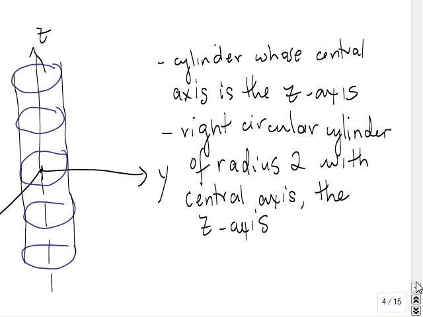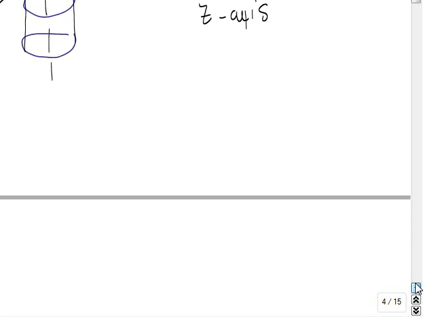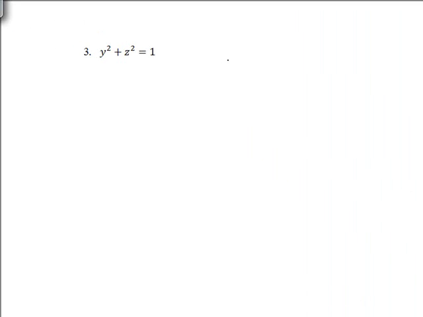Any questions? Let's do some more. Y squared plus z squared equals 1. What do we have here? Another cylinder. What's the central axis here? X-axis. Okay.